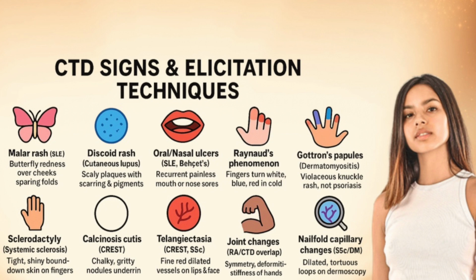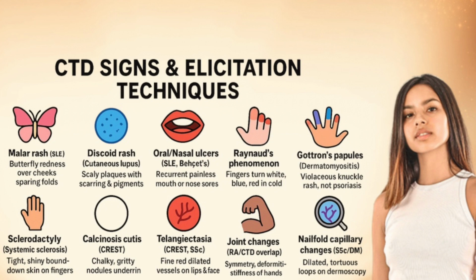8. Gottron's papules are seen in dermatomyositis. They matter because they are specific and help differentiate from psoriasis. Inspect knuckles, elbows, and knees. Look for violaceous, flat-top papules. Compare the scale. It is finer than psoriasis. For example, a woman with hand rash and muscle weakness is diagnosed with dermatomyositis after Gottron's papules are seen.